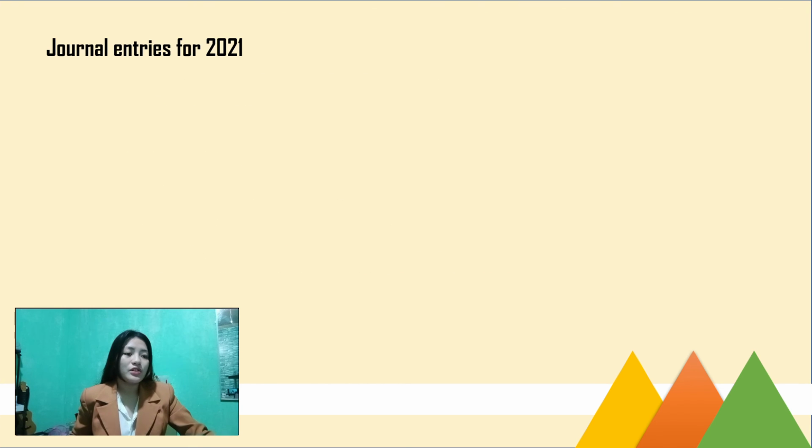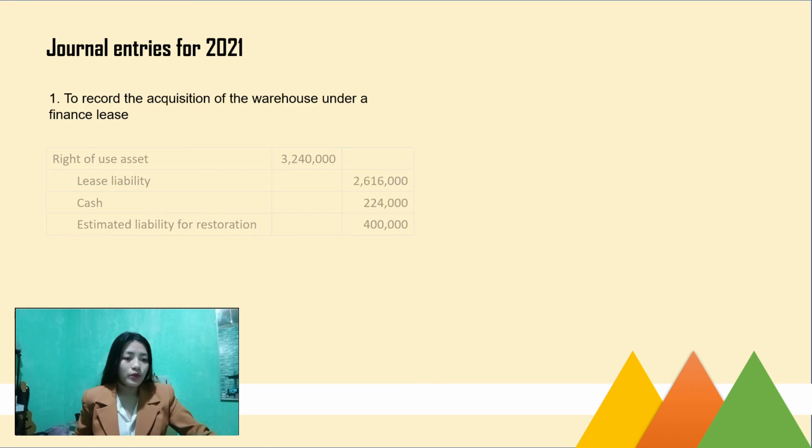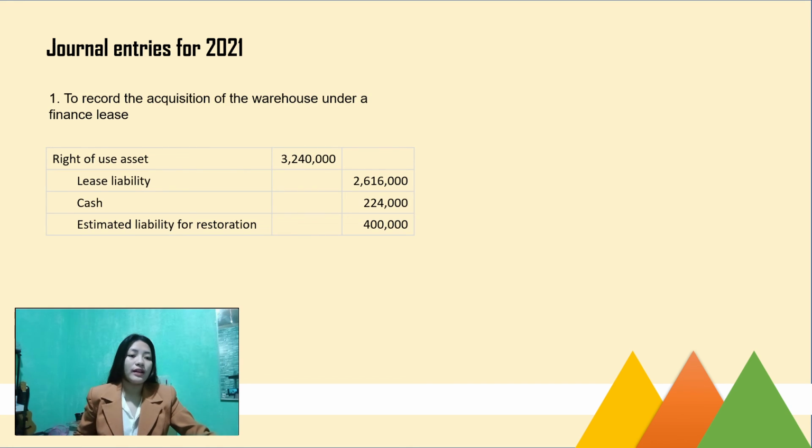So, ito na, journal entries for 2021. First, to record the acquisition of the warehouse under a finance lease. So, we debit right of use asset amounting to 3,240,000. So, itong amount na to, ito yung nakuha natin kanina dun sa previous slide na total cost of right of use. Then, we credit lease liability amounting to 2,616,000. Credit cash, 224,000, and credit estimated liability for restoration amounting to 400,000. So, yung mga amount naman na to ay yung kanina ng kinumpute natin.